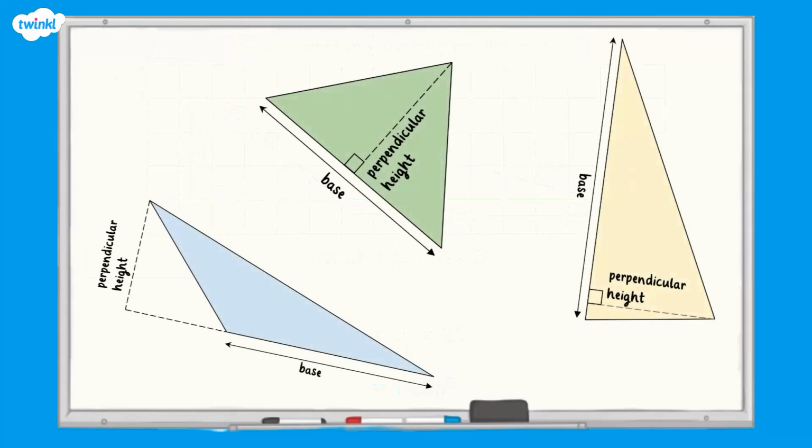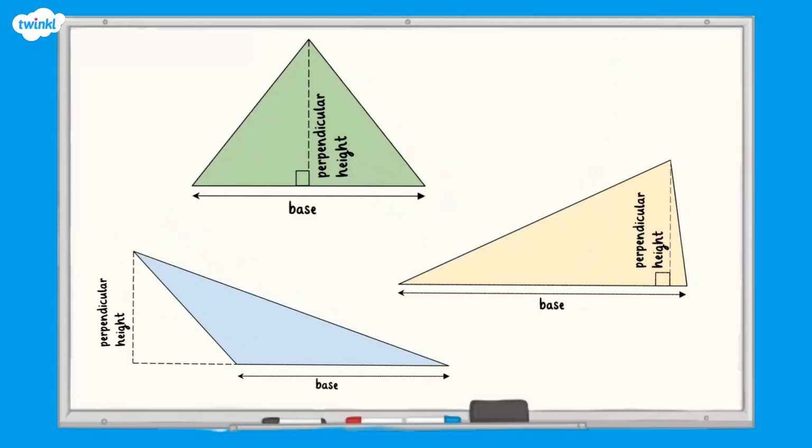One important thing to remember is that the base of a triangle isn't always at the bottom. The key thing to check is that the base and perpendicular height must meet to make a right angle. Here are some examples of different triangles with the bases and perpendicular heights labelled. When working on paper, you may find it useful to rotate your paper so that the base is a horizontal line, like this.